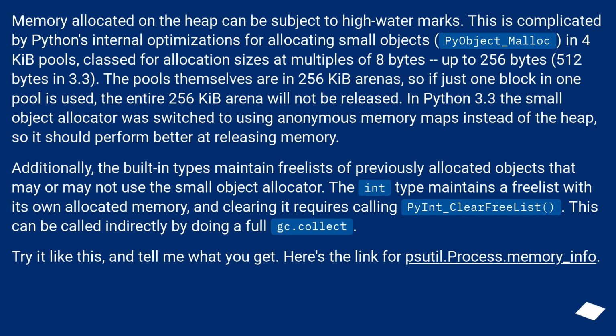In Python 3.3, the small object allocator was switched to using anonymous memory maps instead of the heap, so it should perform better at releasing memory. Additionally, the built-in types maintain free lists of previously allocated objects that may or may not use the small object allocator. The int type maintains a free list with its own allocated memory, and clearing it requires calling PyInt_ClearFreeList. This can be called indirectly by doing a full gc.collect.